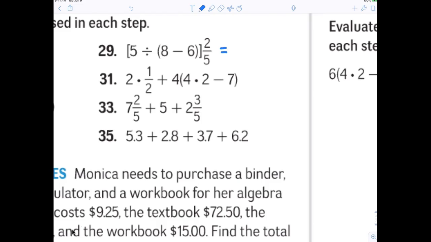Okay? Oh, yeah. So tell me what that is. 1. Now, that's pretty nice, right? Because 8 minus 6 is what? And then, now, 5 divided by 2 times 2 divided by 5 then. Perfect. That's 1. Everybody okay with that?